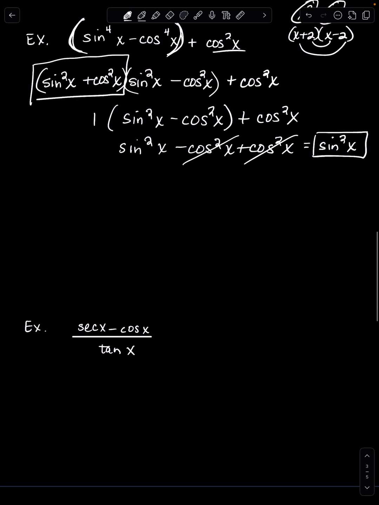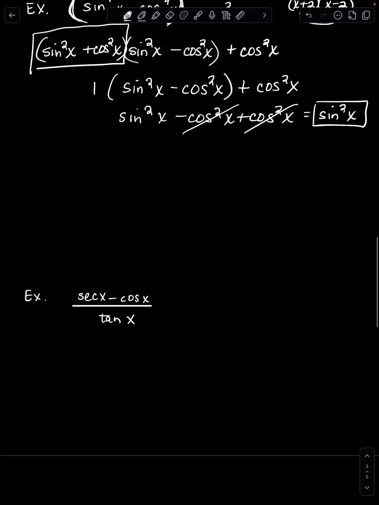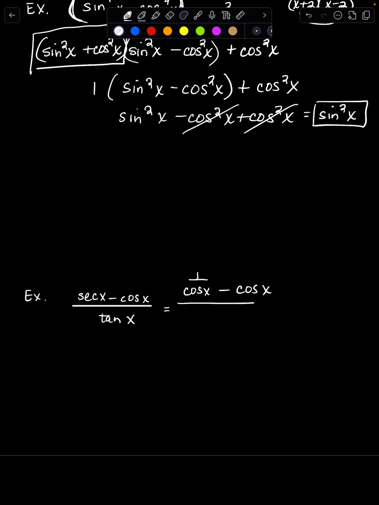Okay, let's keep going. We've got a couple more we're going to do. We've got the secant of x minus cosine of x over tangent of x. Everything in terms of sine and cosine. So we've got 1 over secant of x. Oops, not secant. That's what that is. 1 over cosine of x minus cosine of x, all over sine of x over cosine of x. Tangent is sine over cosine.